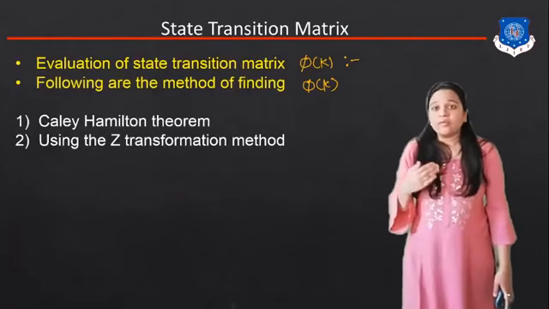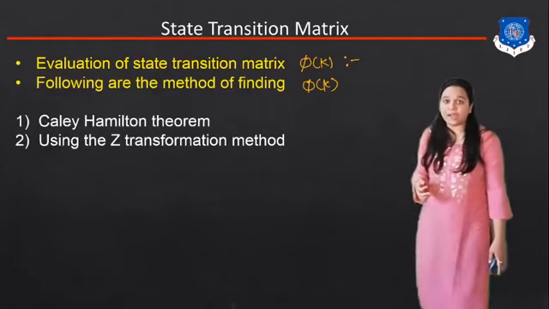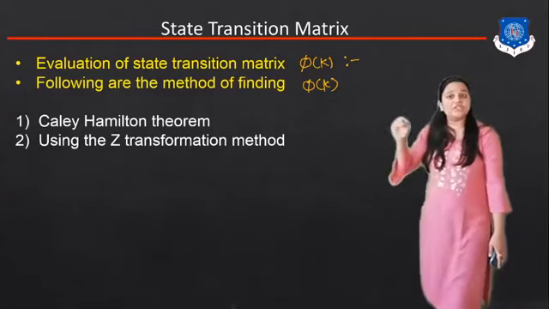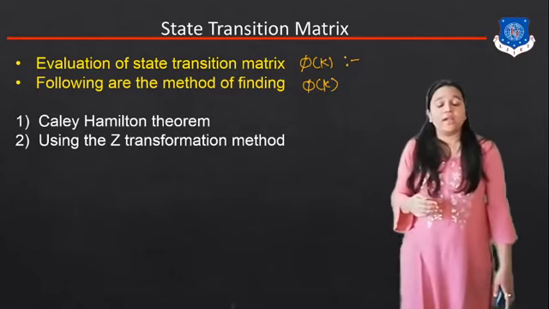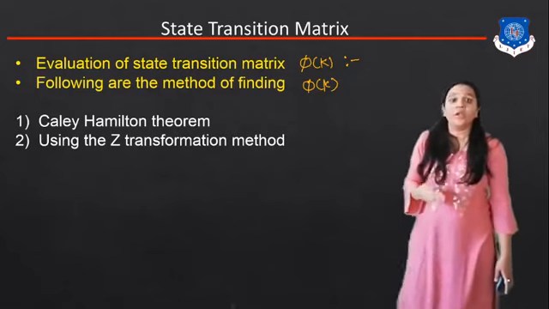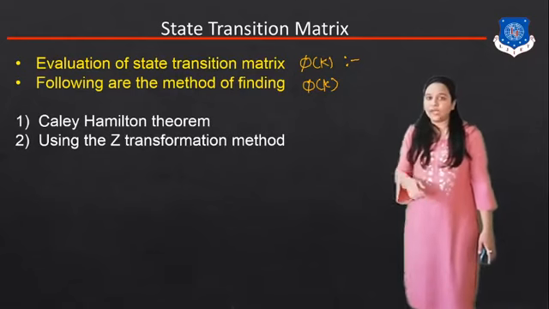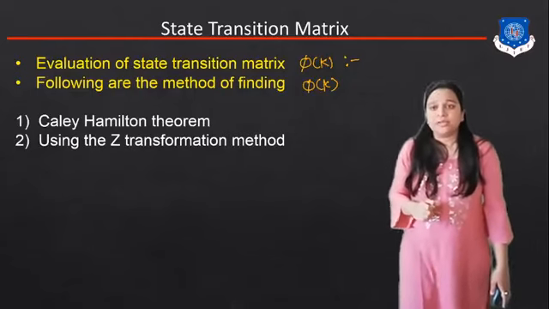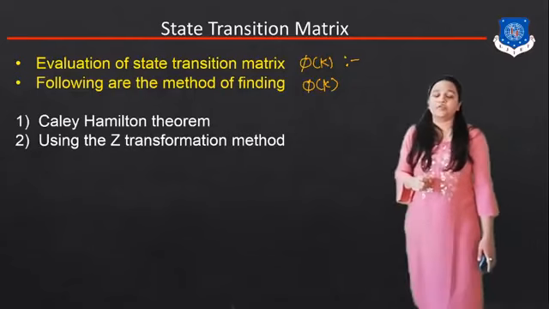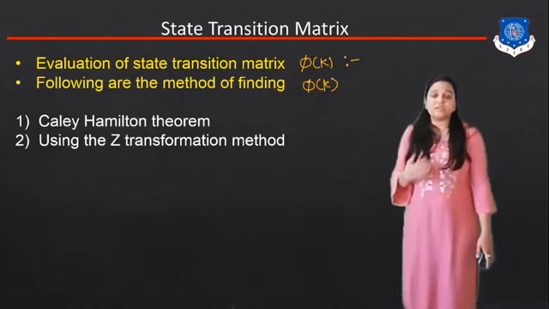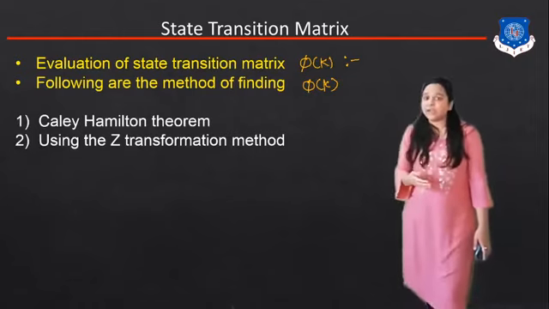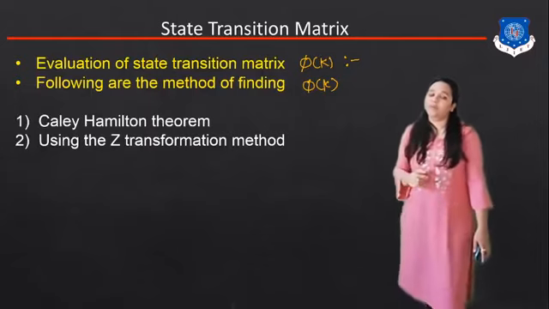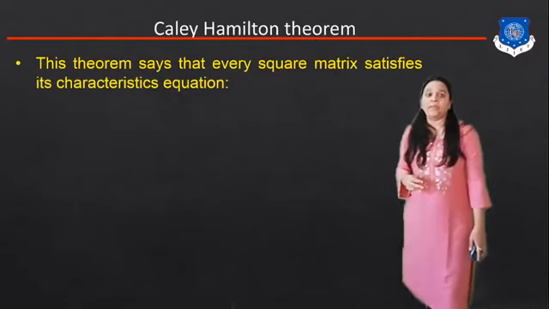Now, whenever we find the state transition matrix, we have two methods. The evolution of the state transition matrix is known as phi of k. We can always follow these two methods to find phi of k. The first one is the Cayley-Hamilton theorem, and the second is the Z-transform method. We will study finding the state transition matrix phi of k using these two methods one by one. So first of all, what is the Cayley-Hamilton theorem?